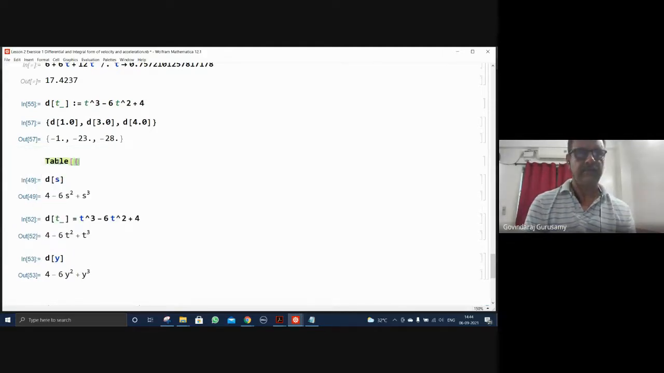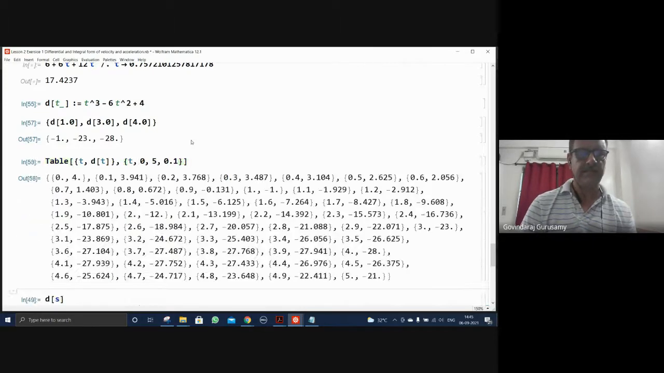Table of. Now, when I add this, just open it. This is a list which we are going to make in the form of a table. This contains the table which we are going to generate. What is the generation which you are going to make? T, comma, T of T. Okay. Now the T can vary from 0 to, say, let's take 5 in steps of 0.1. Okay. Now there is a small error here. I just missed the variable here. Okay. That has been added. Now you can see that's being tabulated here.